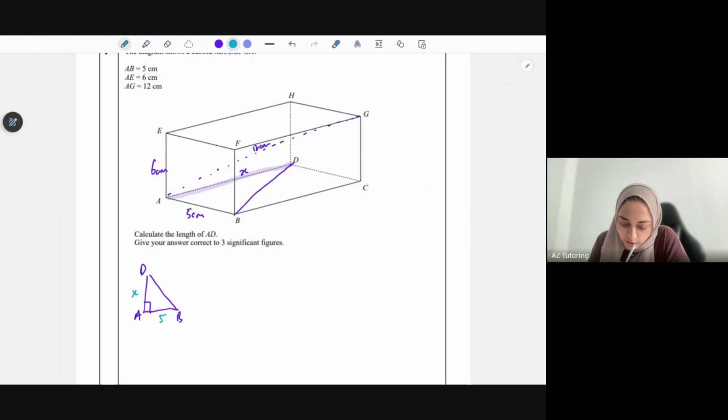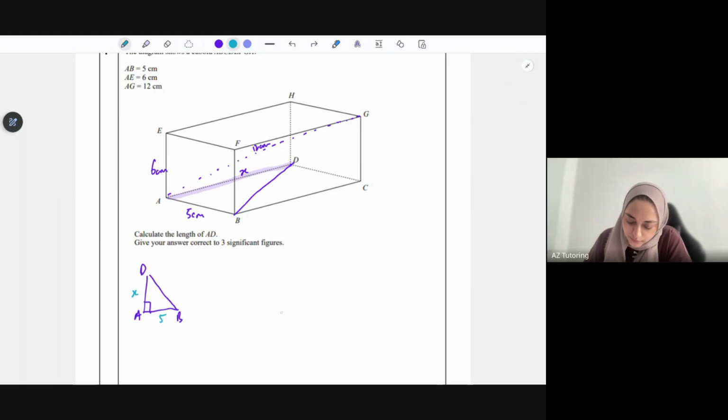Okay, so what else do we know? We know this is 6 and 5 over here. So this would be 6, 5. That's not really going to help us. This AG diagonal might help us. So this diagonal might, I guess we'll use this AG here that might help us.